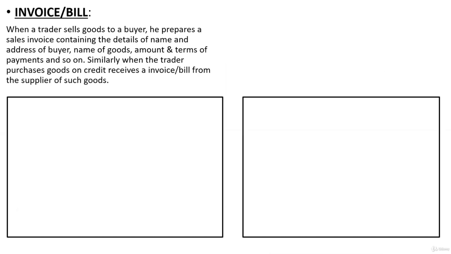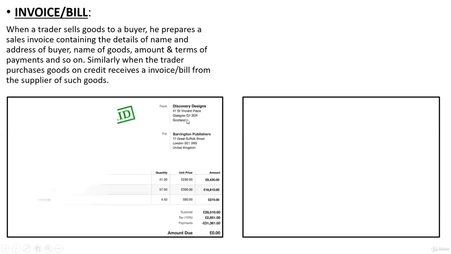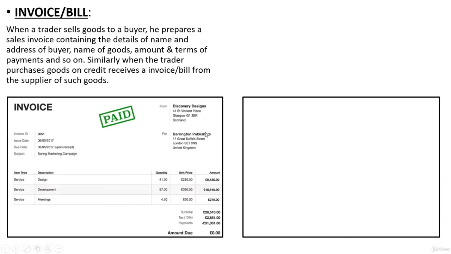When a trader sells goods to a buyer, he prepares a sale invoice containing details like the name and address of the buyer, goods details like amount, terms of payments, and so on. Similarly, when the trader purchases goods on credit, he receives a bill from the supplier of such goods. In this invoice, there is an invoice ID, issue date, due date, subject, and so on.